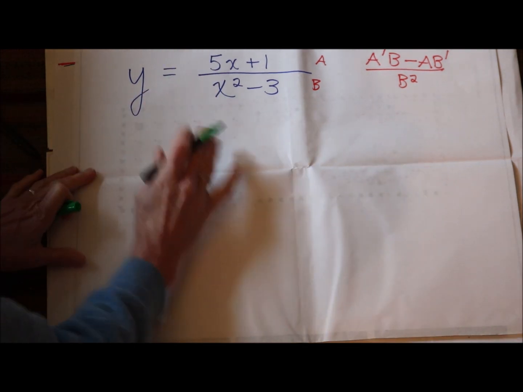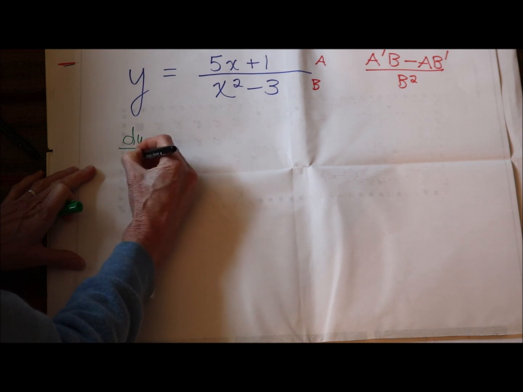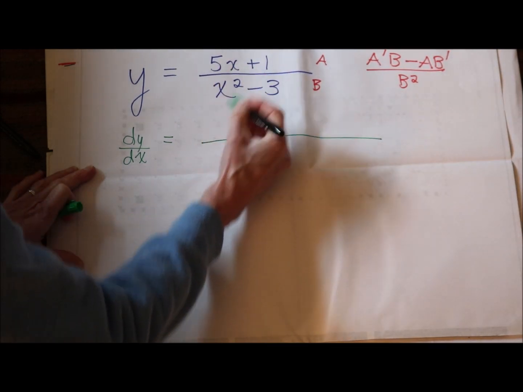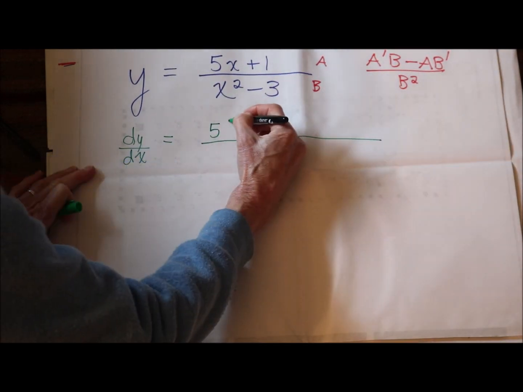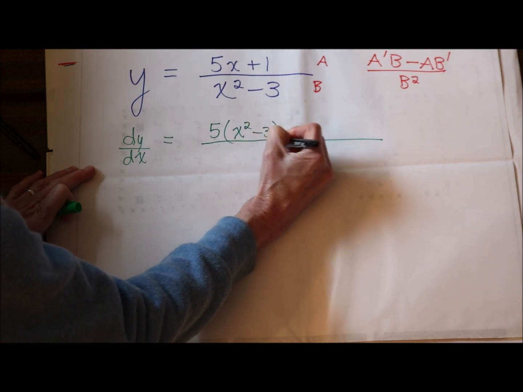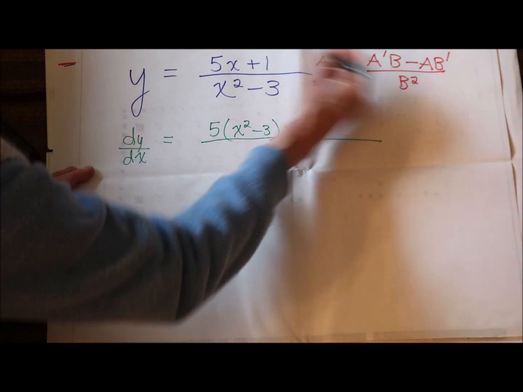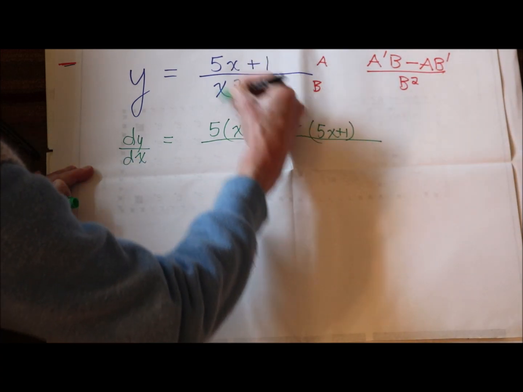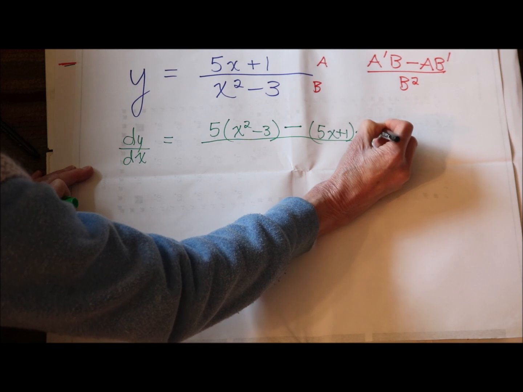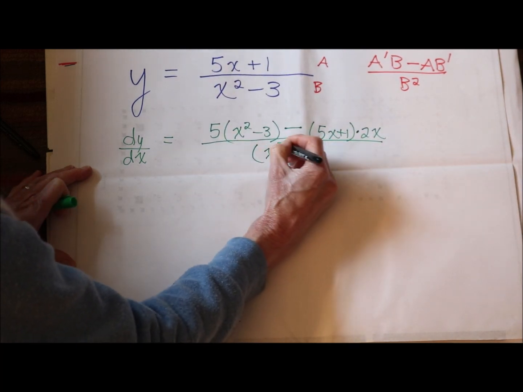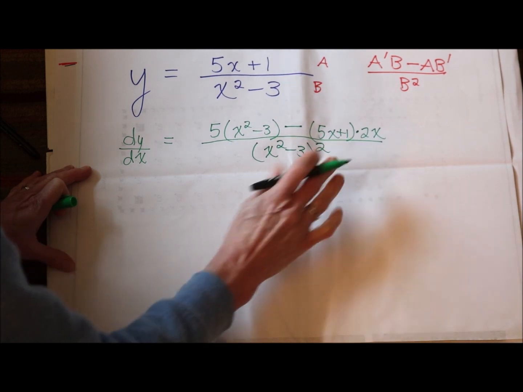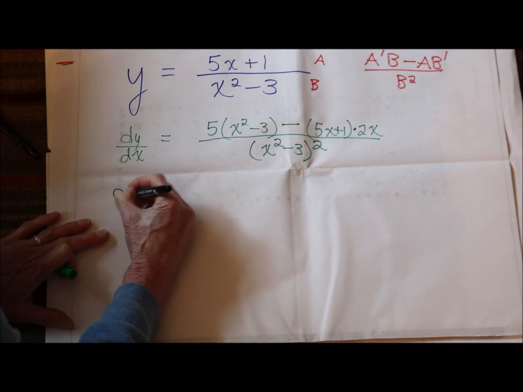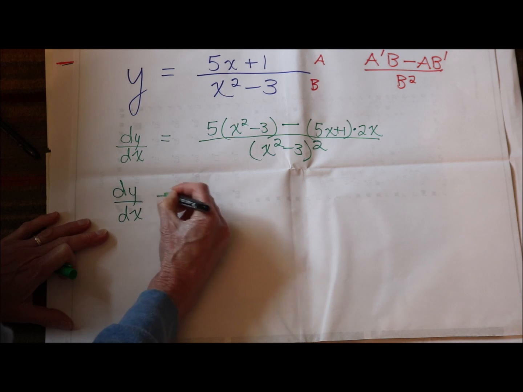Here we go. So I'm in a Leibniz kind of mood. So the derivative of y is dy dx. Big fraction line. So the derivative of the top is 5 times the bottom as it is, x squared minus 3, minus the top as it is, parentheses are necessary here, times the derivative of the bottom. The derivative of the bottom here is just 2x, divided by the bottom squared. That's my derivative.